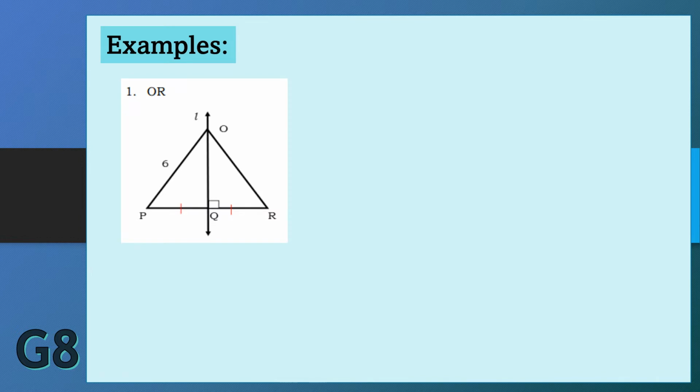Now, take a look at these examples. Line segment OQ is perpendicular to line segment PR. The ticks show that line segment QP and line segment QR are congruent. Now, if line segment OP measures 6 centimeters, what is the measure of line segment OR? Yes, it is also 6 centimeters because they must be equal.